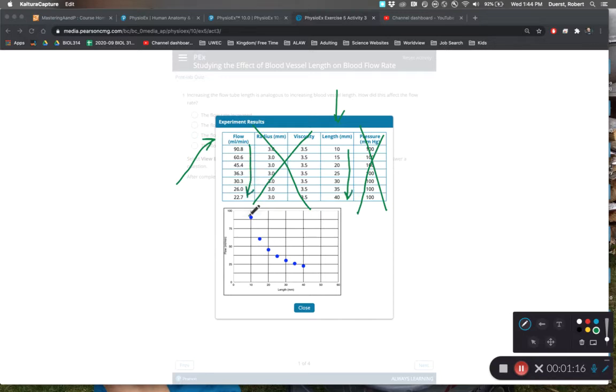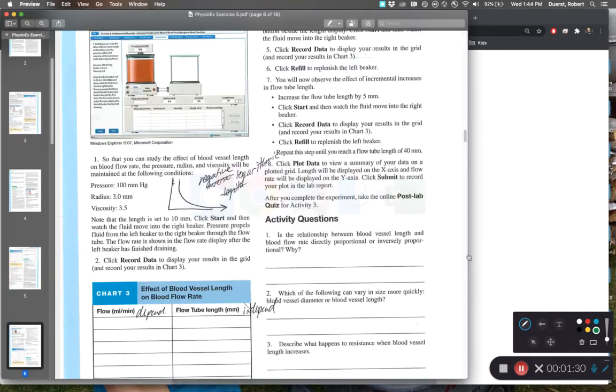And we note that as the length is on the x-axis, as length gets longer, or increases, the flow rate will decrease with a negative logarithmic slope. So as we're looking at our questions here, question number 1, is the relationship between blood vessel length and flow rate directly proportional or inversely proportional? Well, it's inversely. As length increases, flow rate decreases. So we find that that's an inversely proportional relationship.